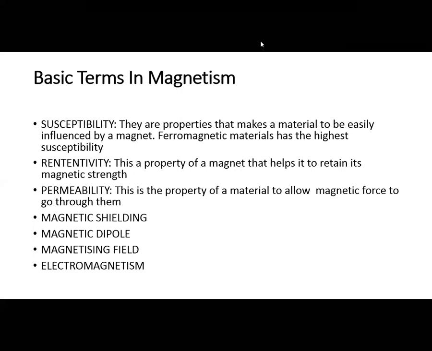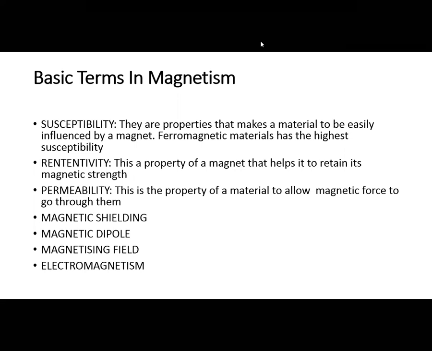As for the electromagnetism, I've already explained it. Electromagnetism, I said, is using electricity to induce magnetism into a metallic substance. As the name goes, electromagnetism. Anything that deals with electricity, electromagnetism. So using electricity to induce magnetism into a metallic substance is called the electromagnetism.